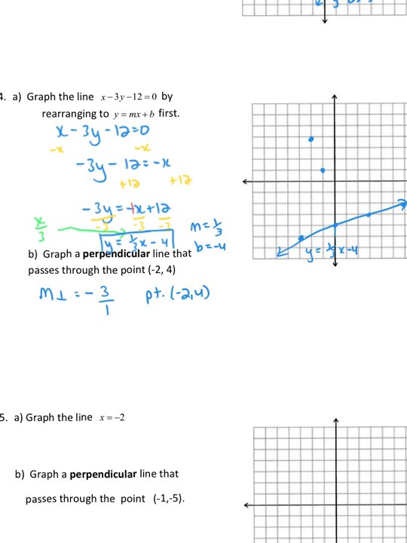And I should do this in a different color. So there we have the new line. You can see that they meet at a 90-degree angle. We can see that the first line has a positive slope, the second line has a negative slope.